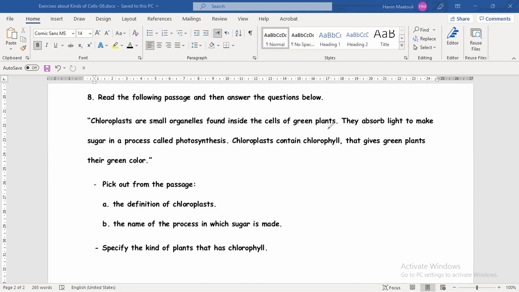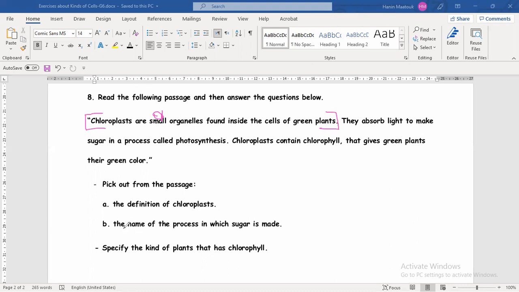So in this sentence, they are telling me what chloroplasts are. So this is the first answer for the first question. I will write A on it because this is the answer. This is the definition of chloroplast. They are small organelles. They are parts that we find in the cells of green plants.